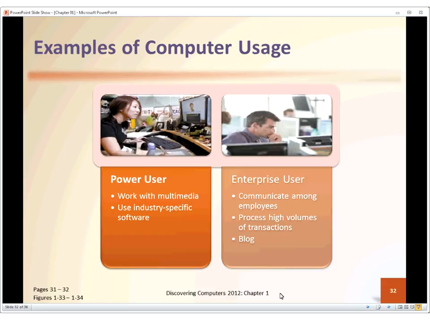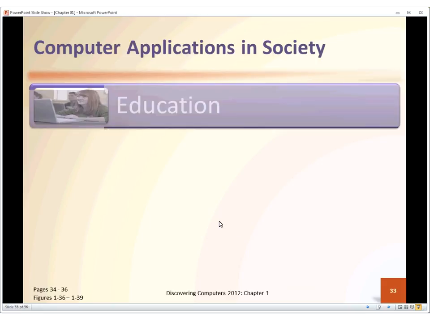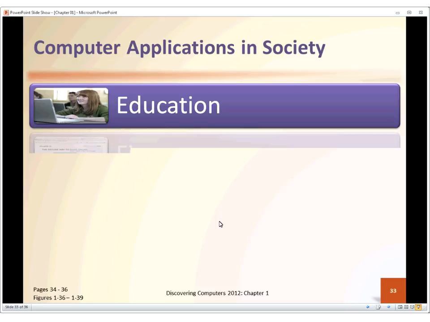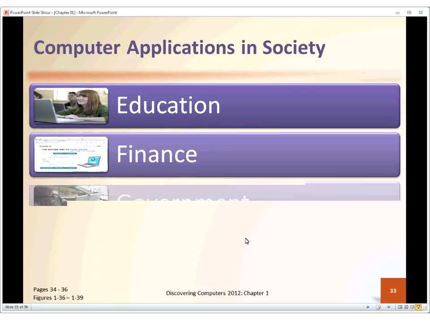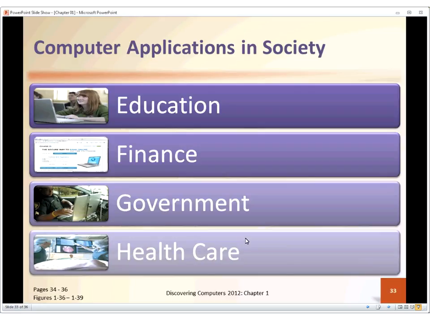All right, the last section of the text of Chapter 1 is on computer applications in society. So there are many areas in society. Here are some of the main ones listed here where computers are used for different purposes. So they're all through education, right? There are applications. We're using them now, right? We use Blackboard, we're using CCC Confer. You can do your homework and prepare your assignments on the computer.